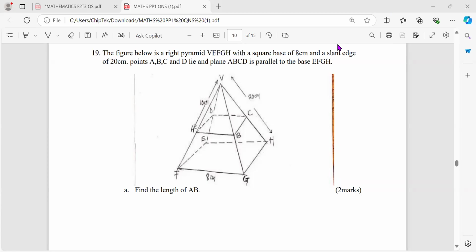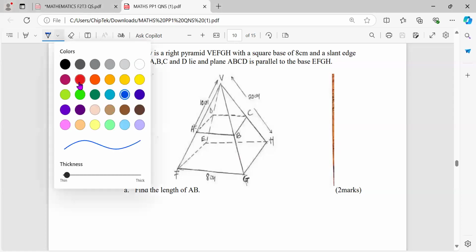Tutaendelea na ile paper inaitwa BSJE PP1. So tulimalizia question 18, sasa hii tuko question 19. So nadhani kila mtu anatazama your screen. So I hope everyone can see the screen.